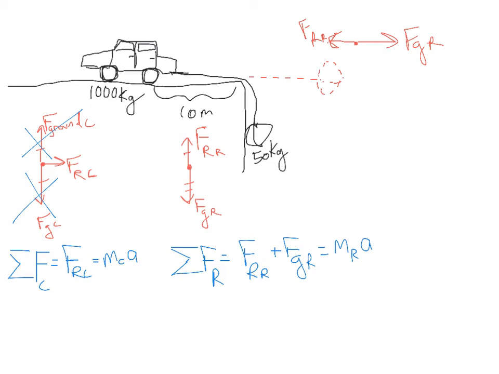We do know the force of gravity on the rock, though. So follow with me here. We know this. We know this. We know this. But we don't know the a's, and we don't know the force of the rope on the car or the rock. Now, here's what's happening. We have two equations and two variables.